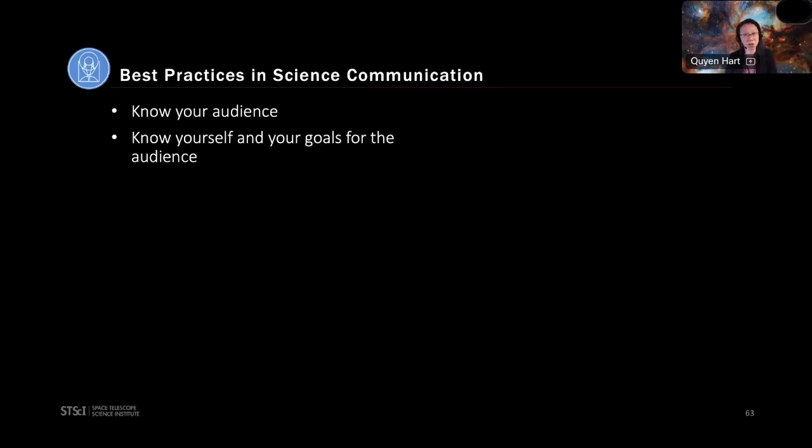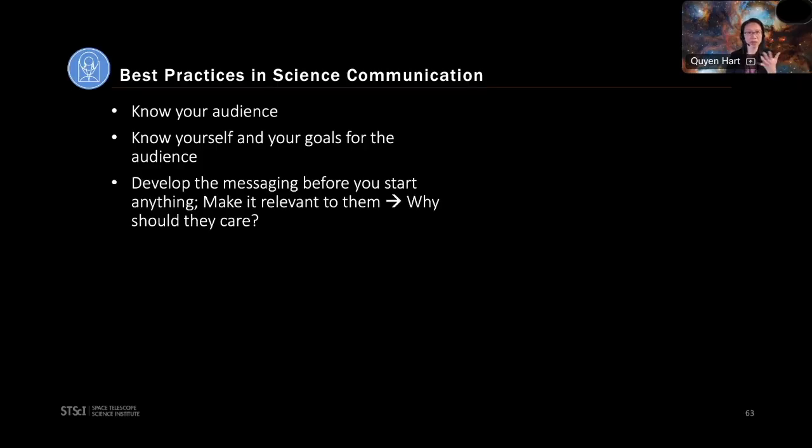So in conclusion here, the best practices in science communication, what are those? If I could summarize that, you want to know your audience. You want to know yourself, what your goals are, and the goals for the audience. You want to develop that message before you start anything. Make it relevant to them. Why should they care about the topic so that you can bring them along for that ride?